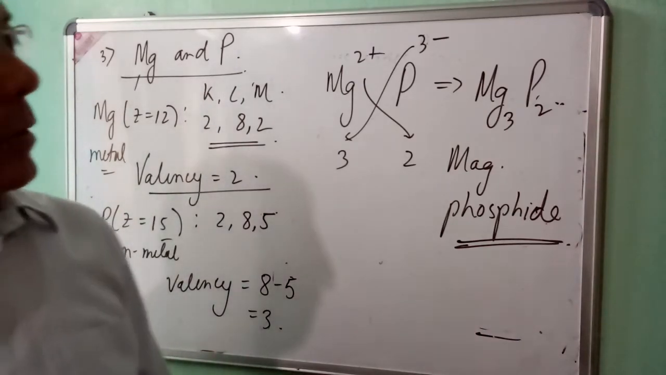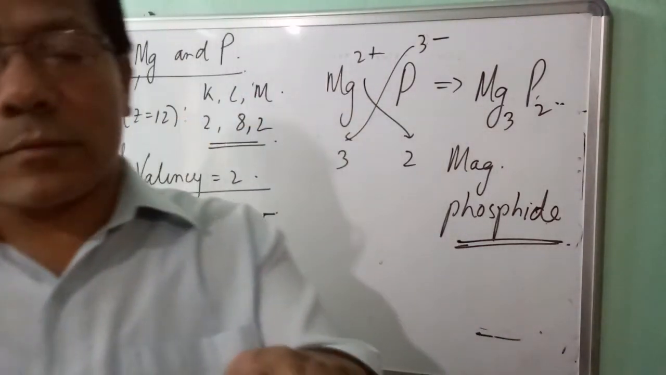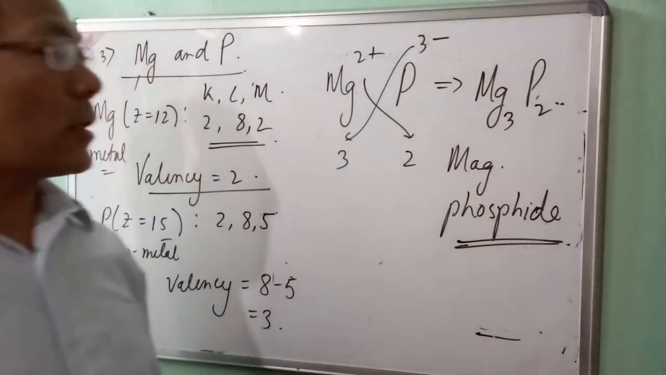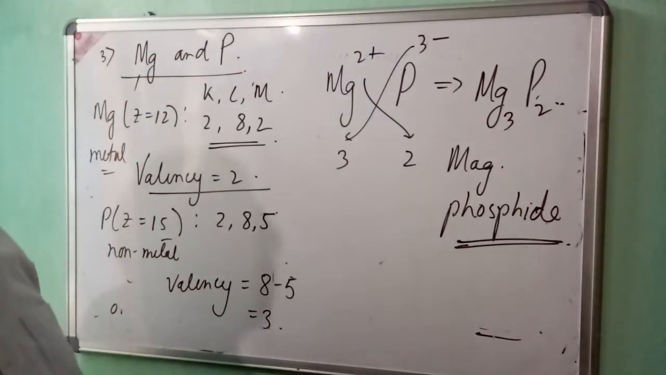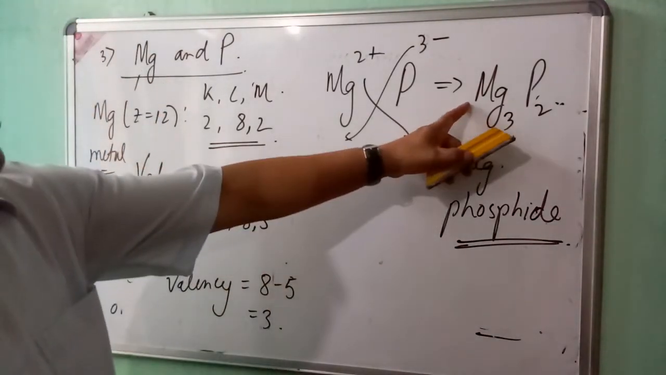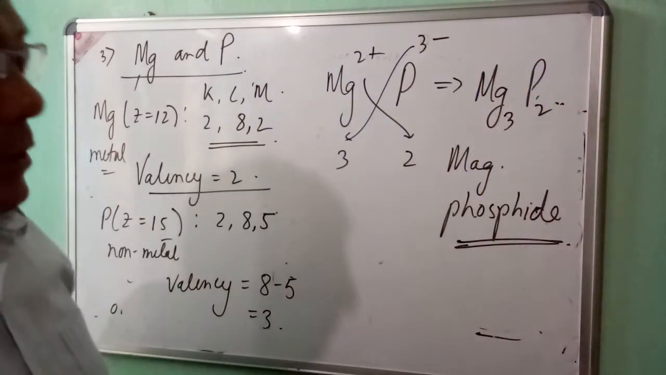So let us draw the Lewis structure of magnesium phosphide. In order to draw the Lewis structure of the ionic compound, we need 3 magnesium atoms and 2 phosphorus atoms.